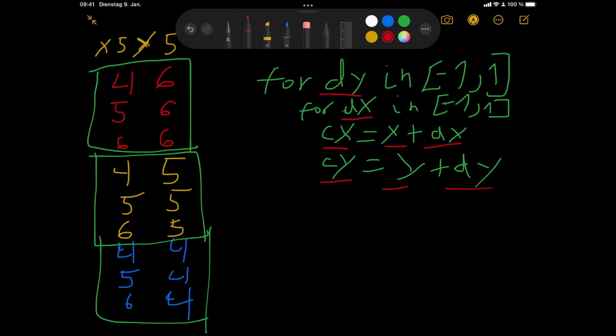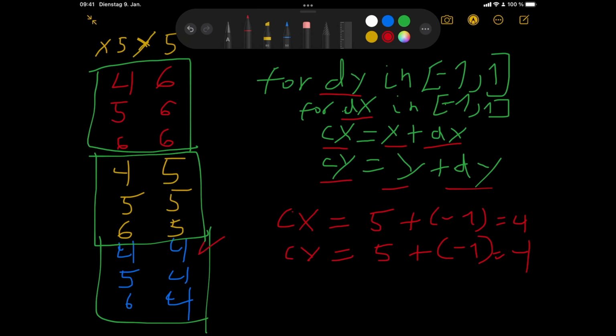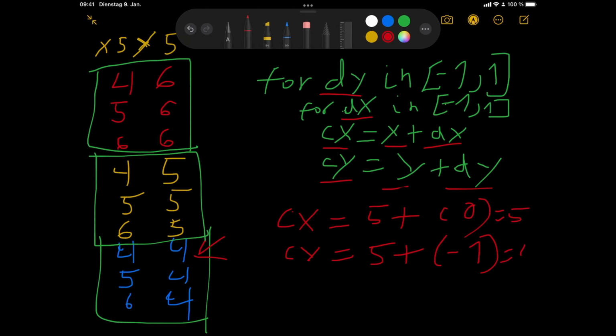Let's quickly do some examples. We have dy minus 1, dx minus 1. Take our value 5, 5. So cx in that case will be 5 plus minus 1, and cy is 5 plus minus 1 as well. So cy and cx are both 4, and that's our first case in here. Now in the second iteration, cy is still 5 plus minus 1, and cx is 5 plus 0, which will give us 5 and 4, so we have that in here. Continuing, only that value will change. We have 5 plus 1, which will lead to 6, and we have that case here.